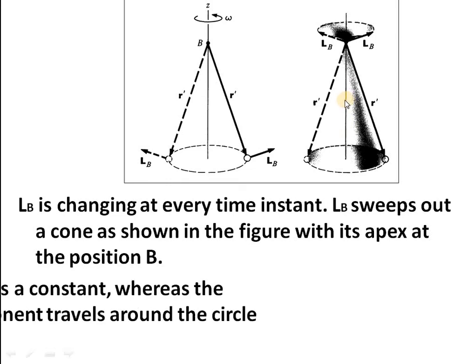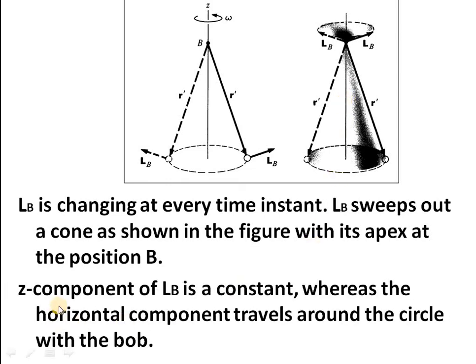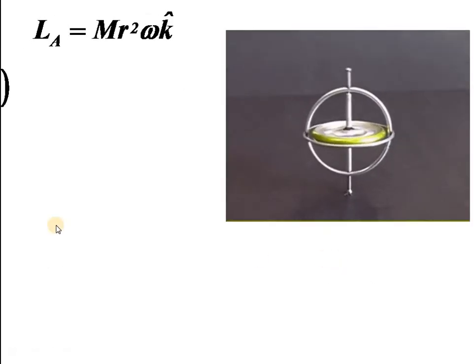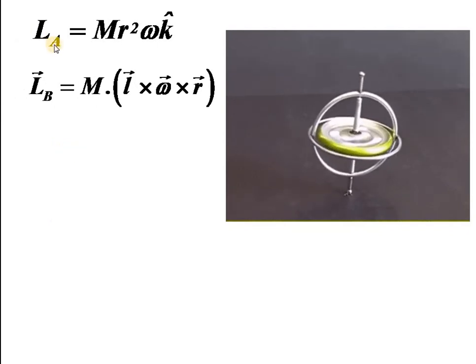And as I told you, the Z component of LB is a constant, whereas the horizontal component travels around the circle with the bob. So you can say the horizontal LB changes with respect to time, whereas the vertical component is invariant, it does not change. Okay, so what is the physics of that? We have LA and LB now.